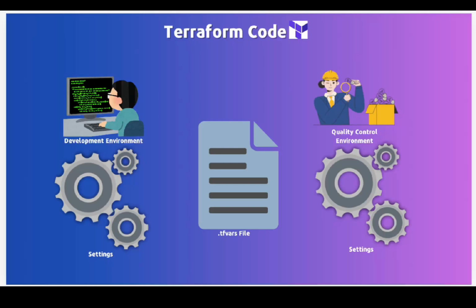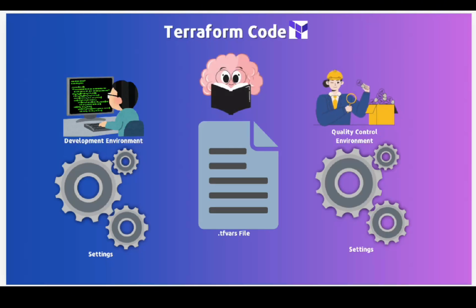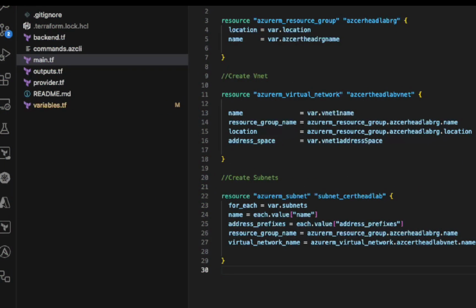Now you might ask, how will Terraform know which value to pick? Well, Terraform is pretty smart. It automatically looks for any file with a .tfvars extension. When it sees this file, it knows where to go and grab the values from. Let's jump into our code and create a tfvars file for the dev environment.